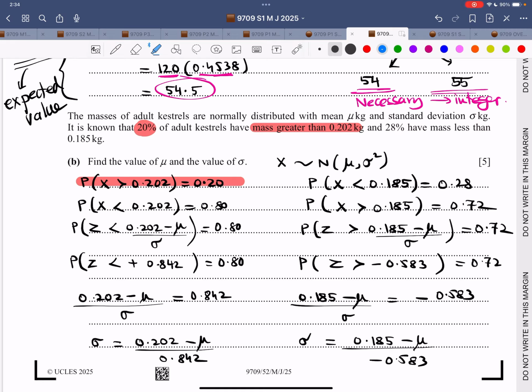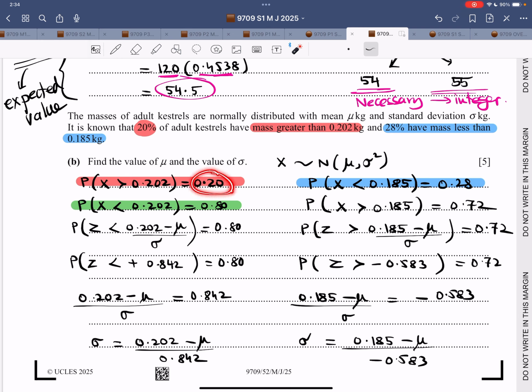The second piece of information, 28% have a mass lesser than this. 28% have a mass lesser than this. So now once this is done, what do we do? We convert. We convert it like this. Or this probability was lesser than 50%.